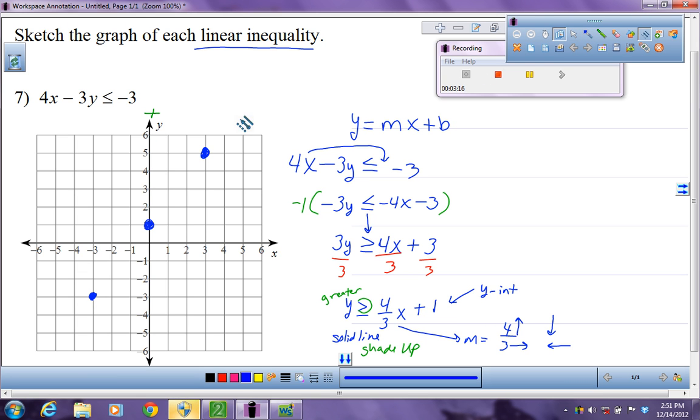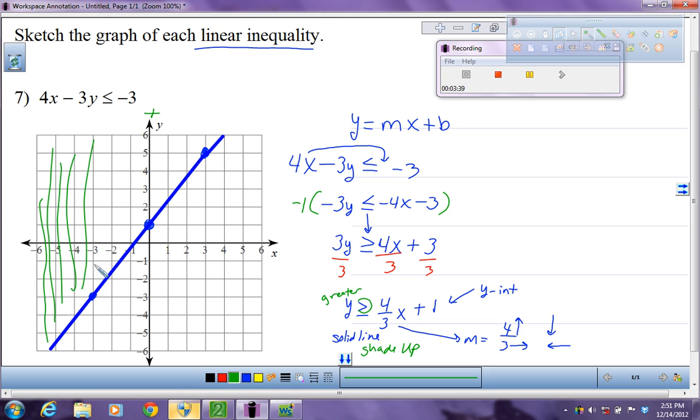Okay, draw my line right there. And the shading part would be shading up. So now I'm going to shade up. And you're finished.